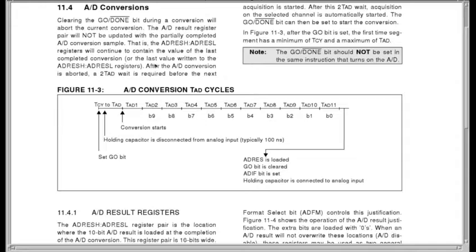Here just shows how the AD conversions are done and every clock cycle that's required to do it. We just set GO, wait for DONE. All this happens while we're waiting for DONE to go low.